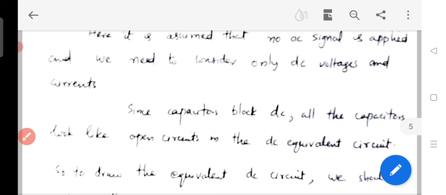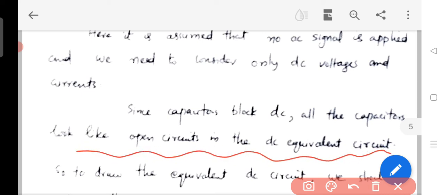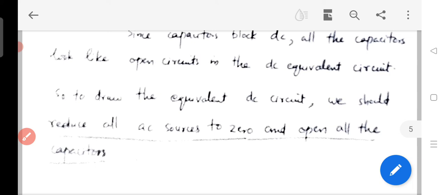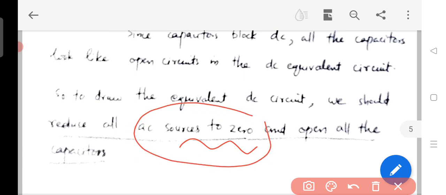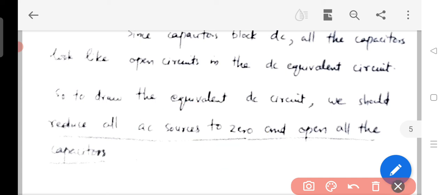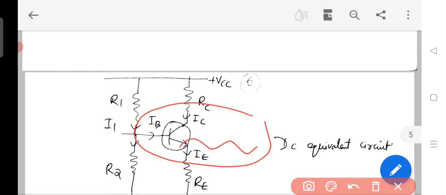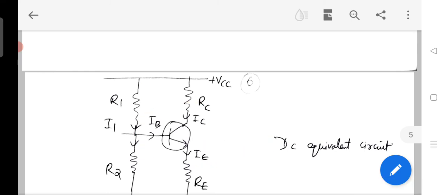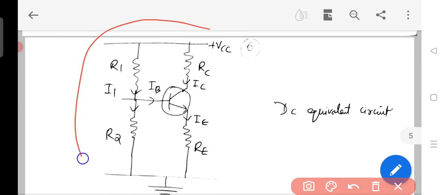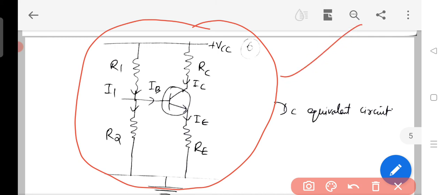Since the capacitor blocks DC, and the AC signal is not there, all capacitors look like open circuits in the DC equivalent circuit. So to draw the DC circuit, we reduce all AC sources to zero. The signal is providing AC current, or it is the AC source, that is zero, and we open all the capacitors because DC cannot pass through a capacitor. So this is the circuit that we get, and this is called the DC equivalent circuit.